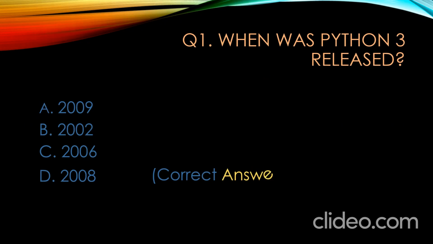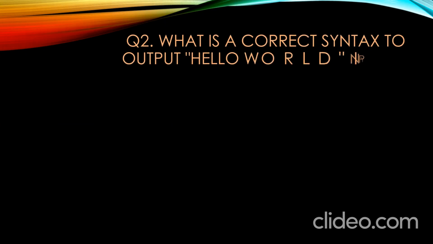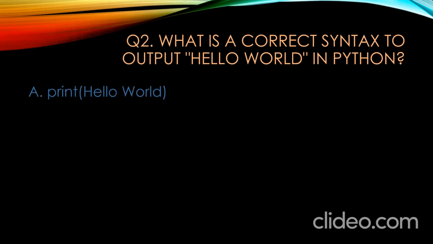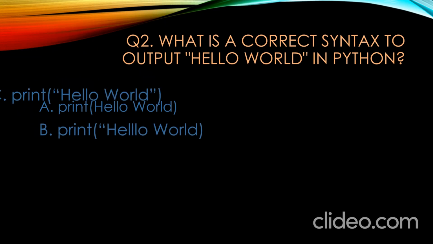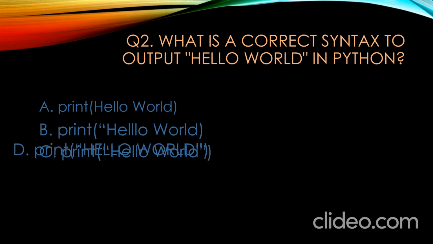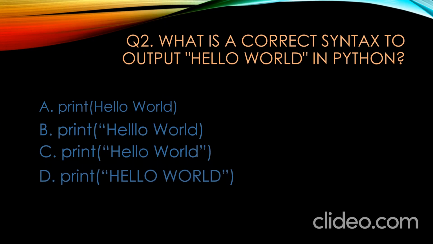I told this answer in the first video, in which we discussed the Python teaser, right? You can watch it. I'll give a link in the description box. So on to the next question. Question number two. What is the correct syntax to output hello world in Python? So first is this, print hello world. Second is this. Third is this. And the fourth one is this.